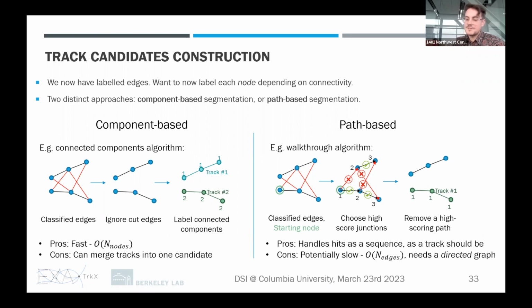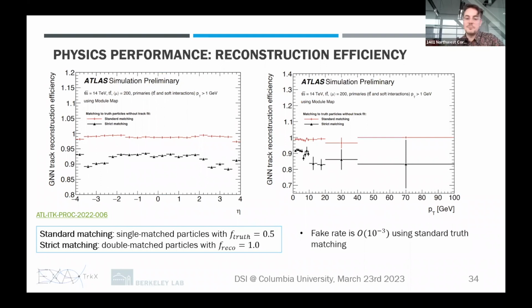However, it sort of ignores our physics intuition, right? We should think of a track as progressing sequentially from the inside of the detector outwards. So we can use that intuition to do a path-based walkthrough algorithm. Start with each node, and then we walk in the direction of the edges, choosing at each node which edge to follow. And okay, this is slower. It scales with the number of edges, and it needs a directed graph, but in general, it performs better because it fits our intuition. And at the end of the day, we get quite nice performance.